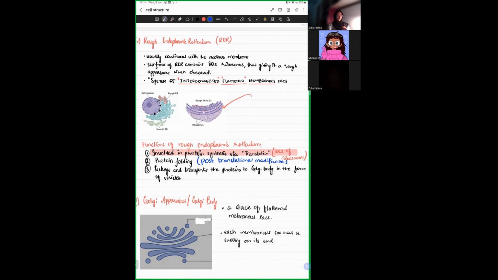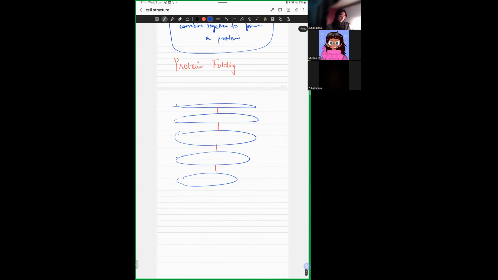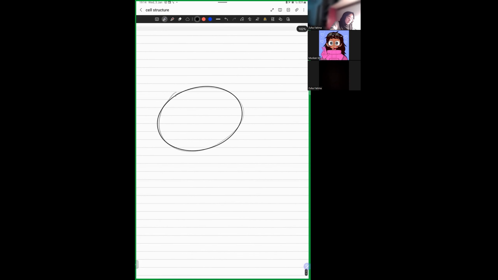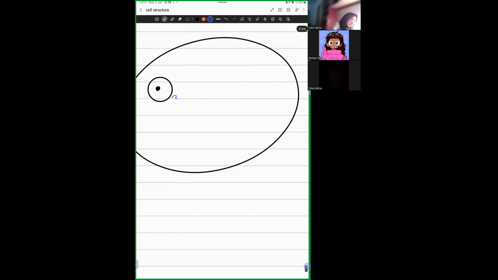Now, for example, let's have a look over here. This is our cell. We have our nucleus over here, and this is its nucleolus, right? Now, around that nucleus, I have my rough endoplasmic reticulum, and I'm drawing the ribosomes on it. So this is my rough endoplasmic reticulum.